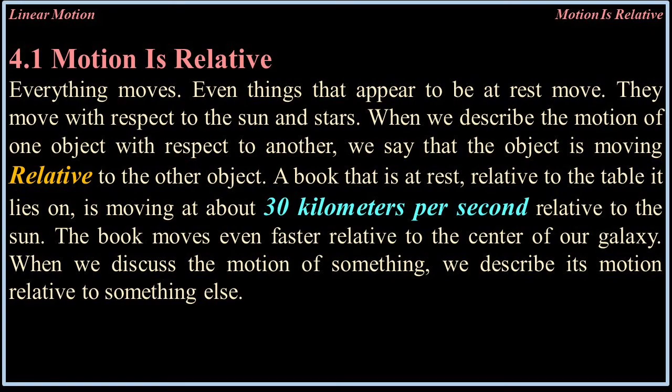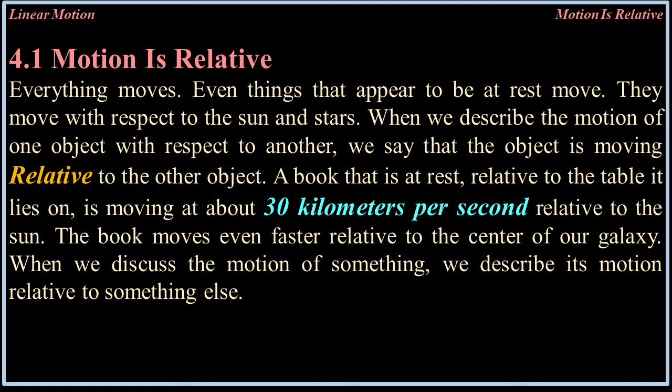When we describe the motion of one object with respect to another, we say that the object is moving relative to the other object. A book that is at rest relative to the table it lies on is moving at about 30 kilometers per second relative to the sun. The book moves even faster relative to the center of our galaxy.